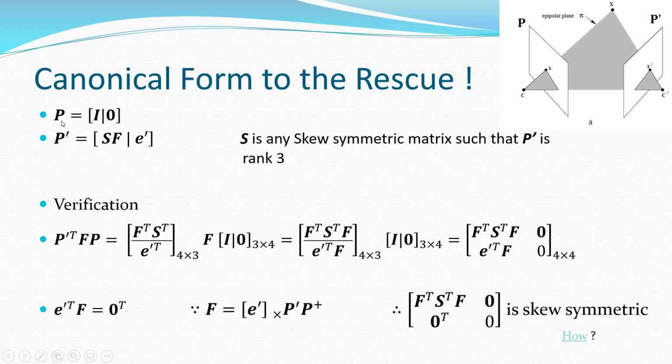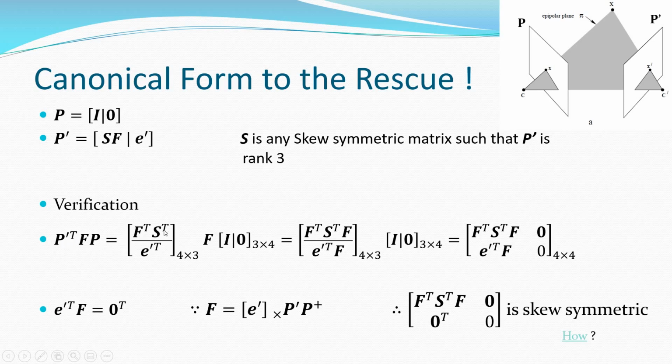Given these two matrices, P is I0 and P dash is this thing, let us see whether this matrix that we have is a skew symmetric matrix or not. Because if this turns out to be a skew symmetric matrix, then we can say that P and P dash are one possible solution of the camera matrix for this fundamental matrix F. So we'll just substitute these things in this formula.